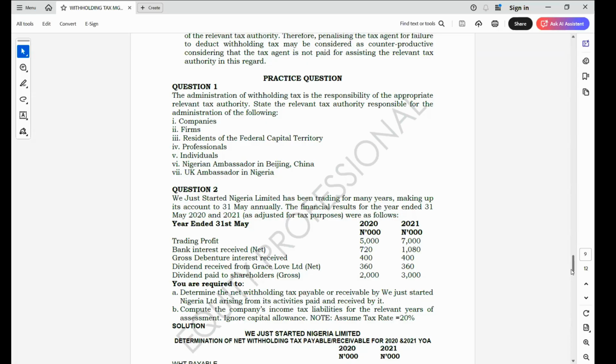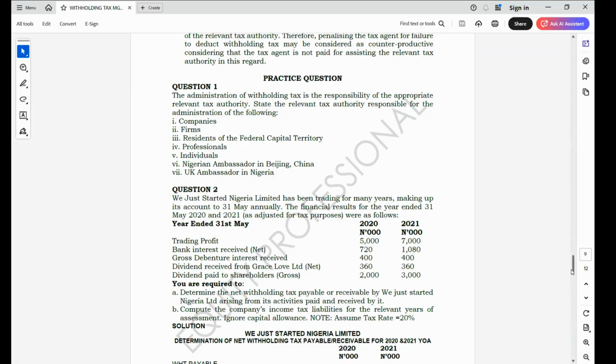Then Nigeria ambassador in Beijing, China. I think it's FIRS since they are like federal officials. Yes, it is FIRS, the reason being that that person is a member of foreign affairs.